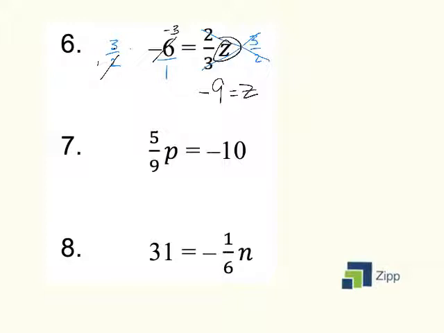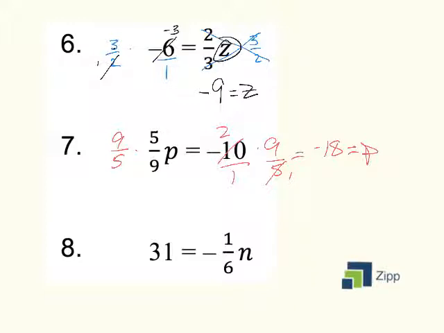Check again on number 7. It's another fraction. Multiply by 9/5. Put the 10 over 1. Cancel the 5. Cancel the 10. 2 times 9 is 18 over 1. And that is P.